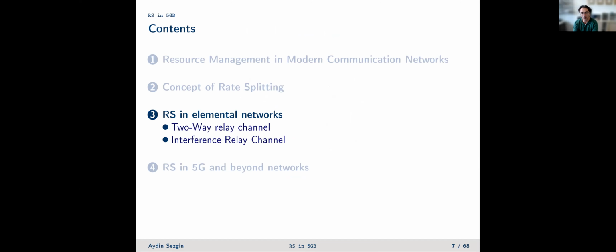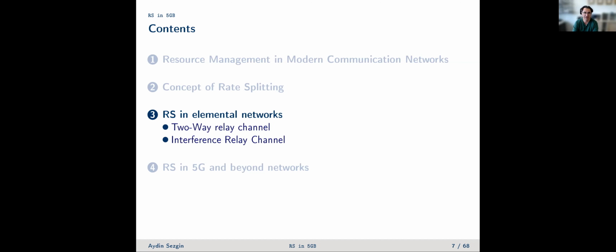And here I'm going to consider two elemental networks. First, the two-way relay channel, because I think this is going to be a type of network which is going to be very relevant for 6G. And then I'm going to extend this to more users and look at the interference relay channel. And afterwards, we are going to generalize it more and look at more complicated networks.